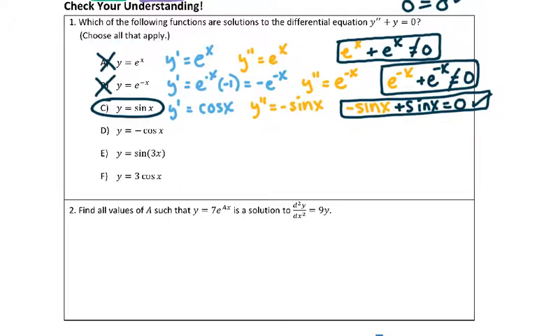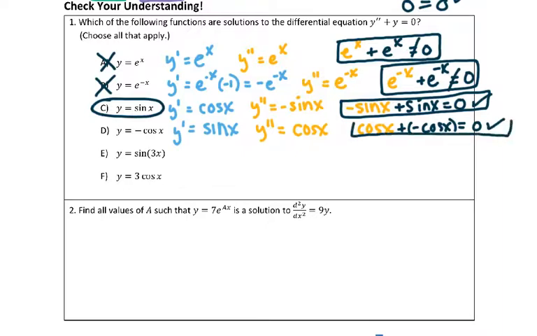So negative cosine x, be careful here because the derivative of just cosine is negative sine, right? So if we have negative times negative sine, that's going to just give us positive sine. And of course the derivative of positive sine is simply cosine. So here we're going to get cosine x plus negative cosine x. Oh, that's nice. That means we have a second possible solution.